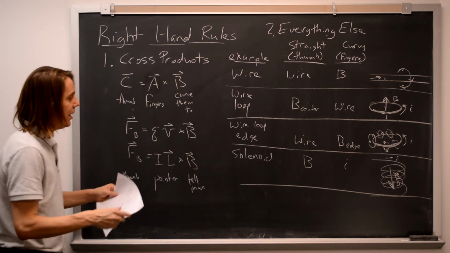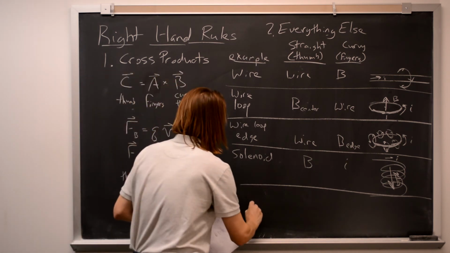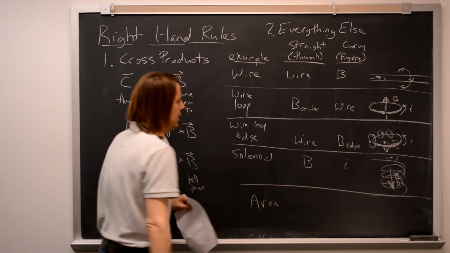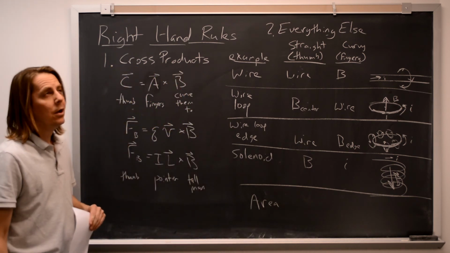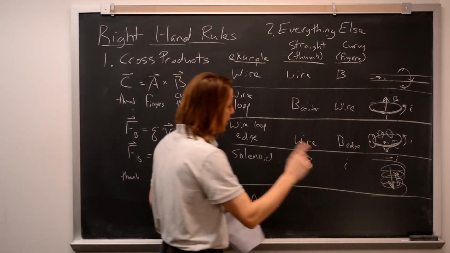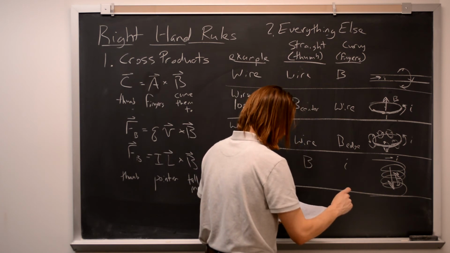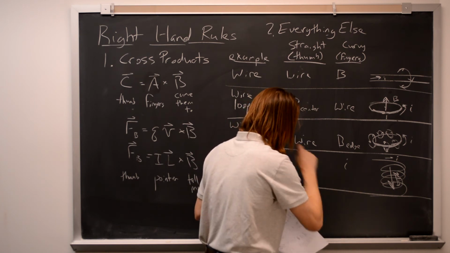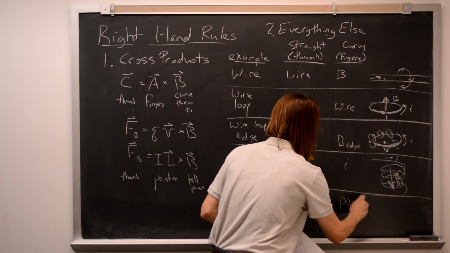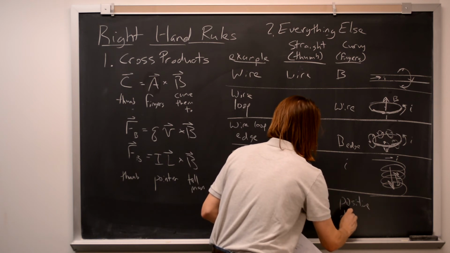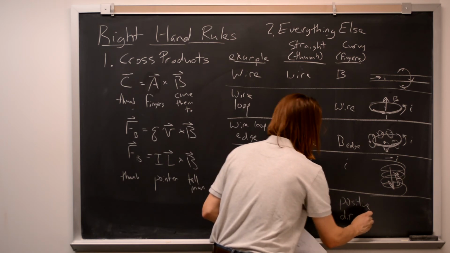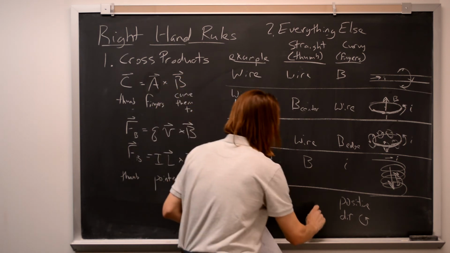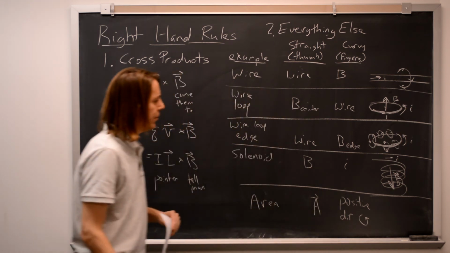What else do we have? Area. Just the concept of turning area into a vector. Well, the curvy thing is the positive direction around the loop, and the straight thing is the area vector.